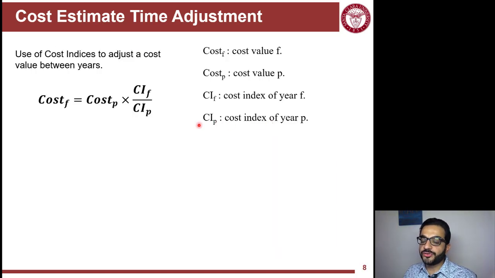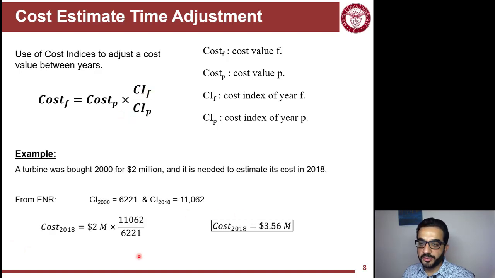So generally, how to adjust for costs using indices. If you have a cost of a project P and you want to calculate the cost of a project F, or activity, or a line item in a bid, you multiply by the ratio of the cost indices of these two projects. Cost index F over cost index P times the cost of P.